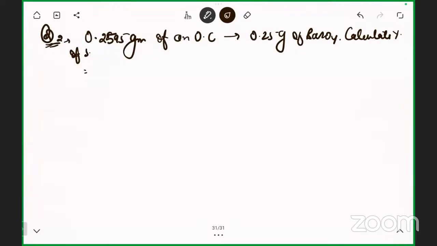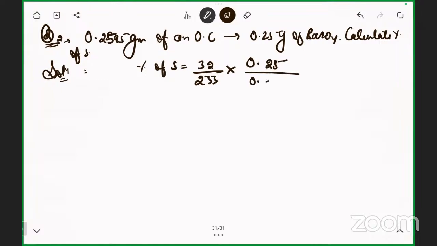So the question is given, you'll start doing. I'm writing directly. Percentage of sulfur is 32 upon 233 into the mass of BaSO4 formed, 0.25, at the top, followed by 0.2595, the mass of organic compound taken, into 100. So when you calculate it, it will come around 13.23%.